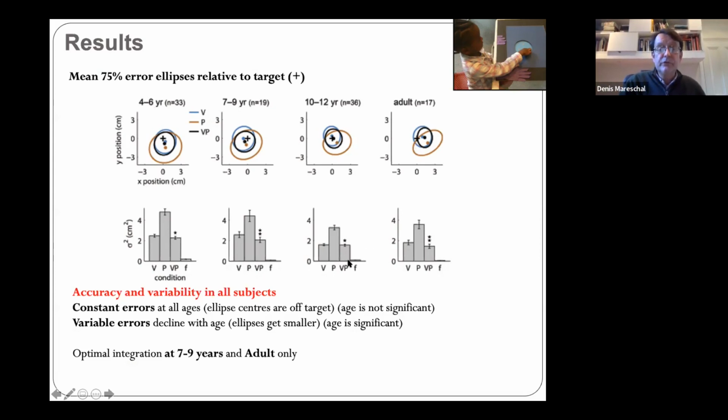However, the 10 to 12-year-olds are not showing optimal integration. They're basically following the same performance as vision. And the 7 to 9-year-olds are again doing optimal integration, and the 4 or 5-year-olds are not. Okay, so we've got some kind of weird, non-linear, non-monotonic developmental pattern going on here.